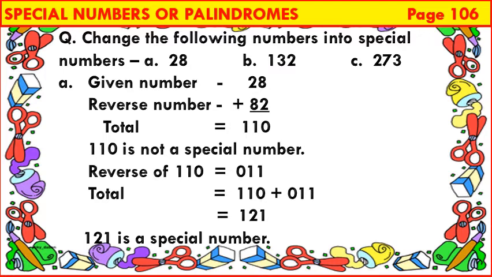So consider 110 now. Reverse it. So it becomes 011. Total it. So we get 121. Now reverse of 121 is also 121. So 121 is a special number.